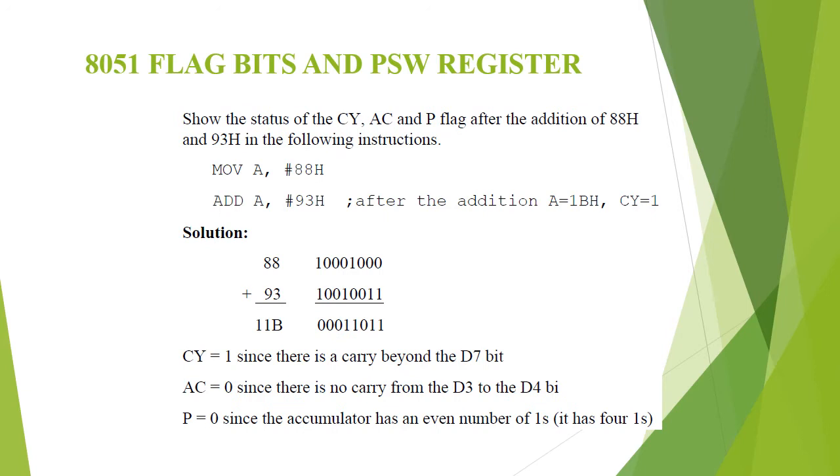One more example, addition of 88H and 93H. The code is MOV A, #88H; ADD A, #93H. The addition of 88 and 93 results in 11BH. So there is a carry generated from the D7 bit, hence carry flag is set to 1. And from the D3 bit to the D4 bit there is no carry generated, hence auxiliary carry flag is 0. And in the result, there are 4 ones, hence parity flag is 0.